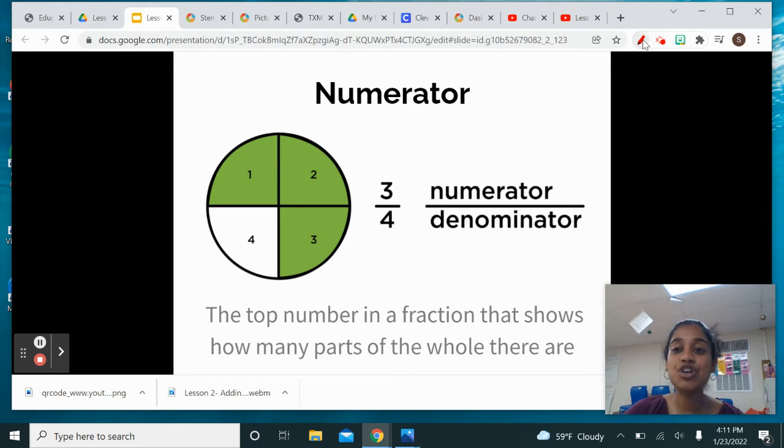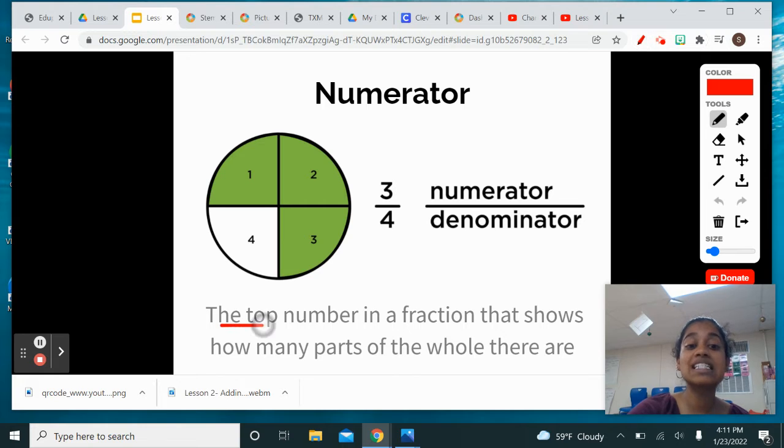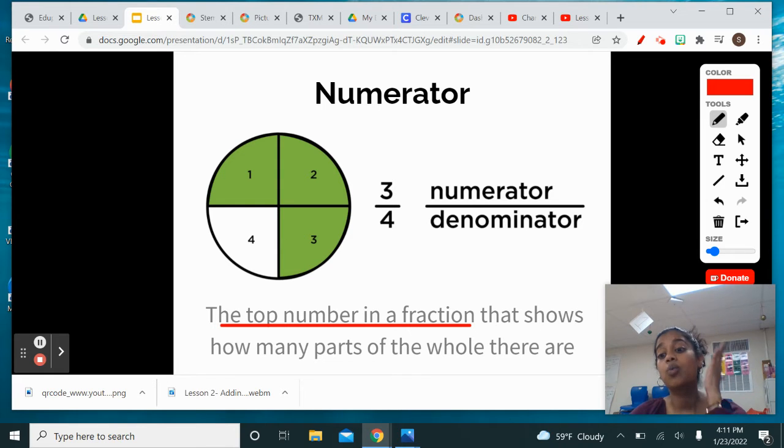All right, numerator. Our numerator is the top number in a fraction that shows how many of the parts of the whole there are. So it's telling us we cut our whole into 4 parts. That's what the denominator is telling us. And then it's telling us that we have 3 of those pieces. So our numerator is telling us how many of those pieces we have.